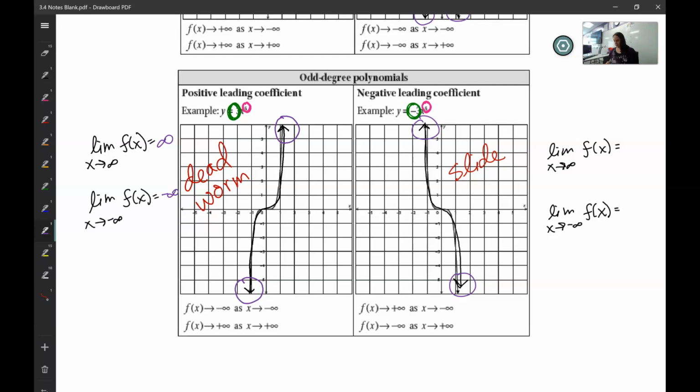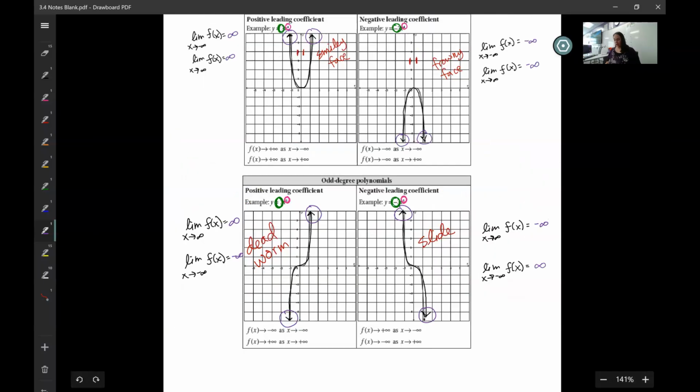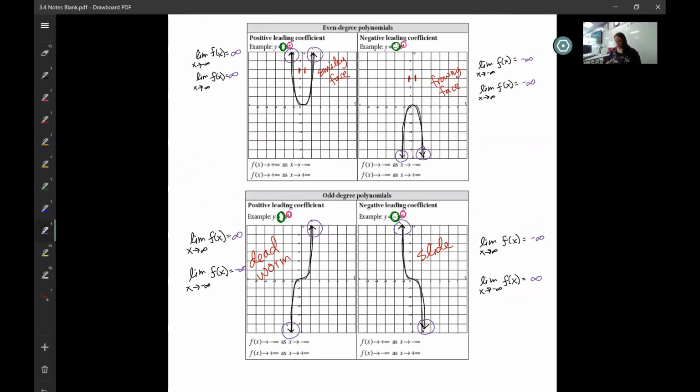And now I can do the same thing with the slide. As x goes to infinity, that's the right. As I look to the right, this graph goes down to negative infinity. And as x goes to negative infinity, which is the left, as I look to the left, this graph goes up to positive infinity. Now, you'll see in the examples we're about to do, those are my only options if it's a polynomial, meaning the exponent is a number, not a letter.